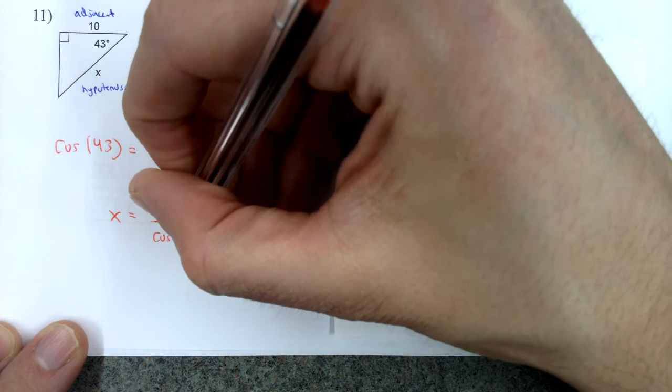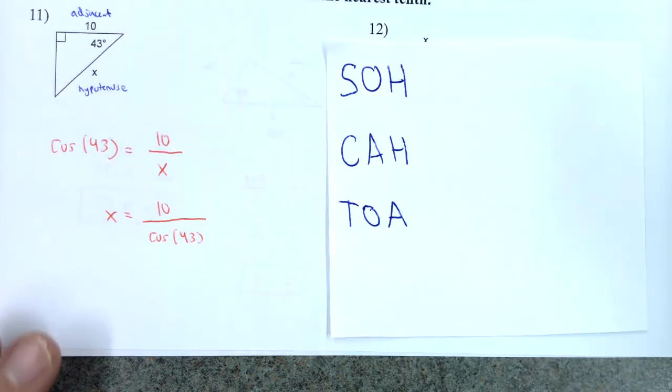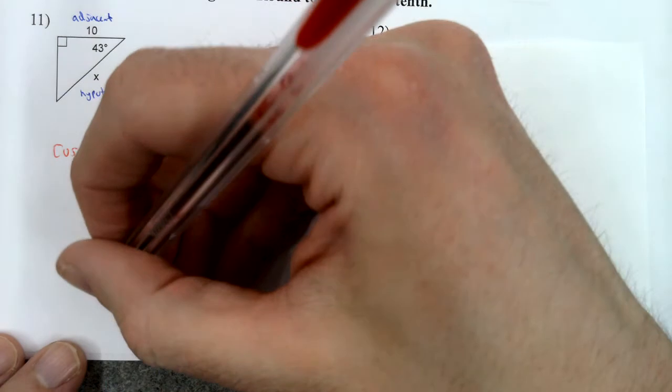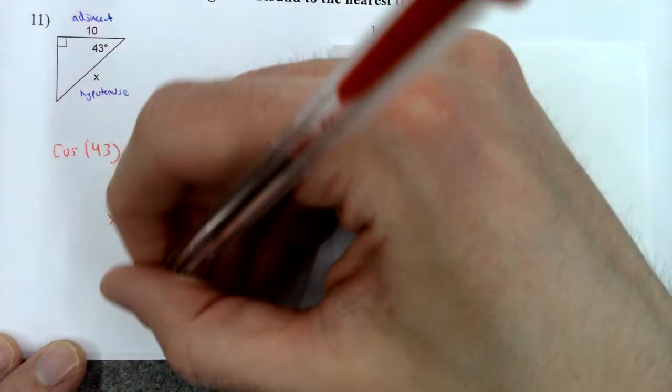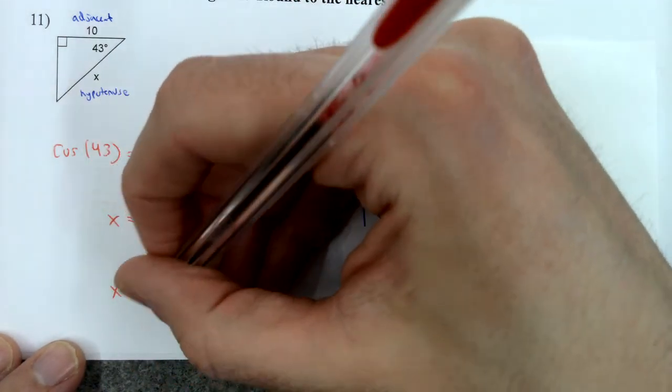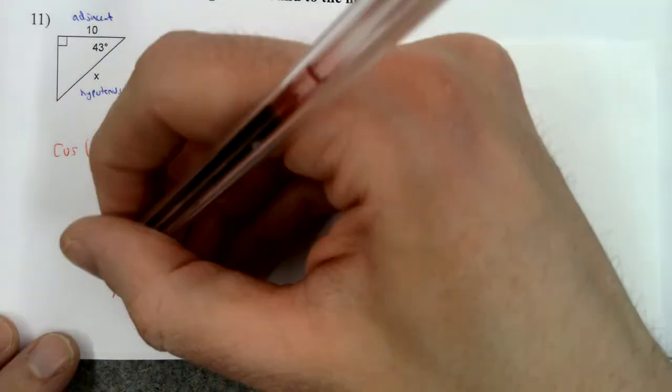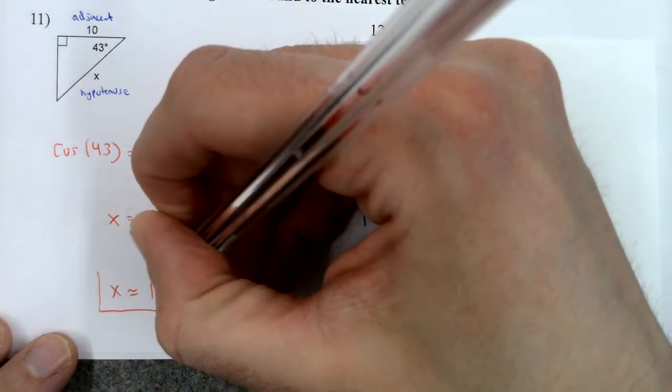Make sure your calculator is in the right mode. It must be in degree mode. So try this on your own to make sure you get the right answer. It should be about 13.7. If you don't get that, make sure you ask me before you take the quiz. That's what you should get from your calculator. 13.7. Nearest tenth, the directions say.